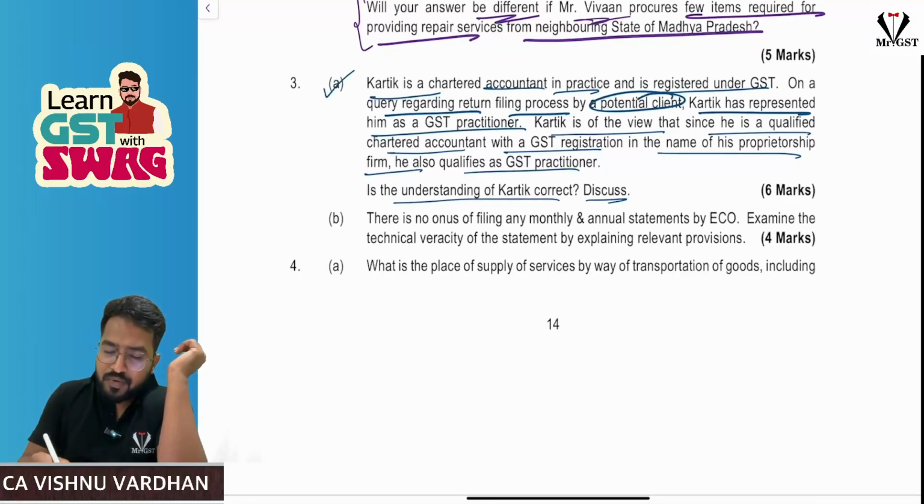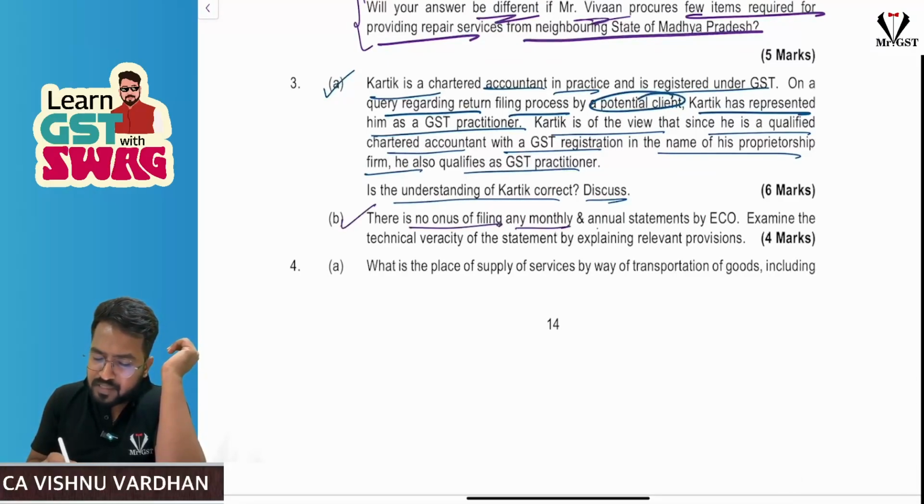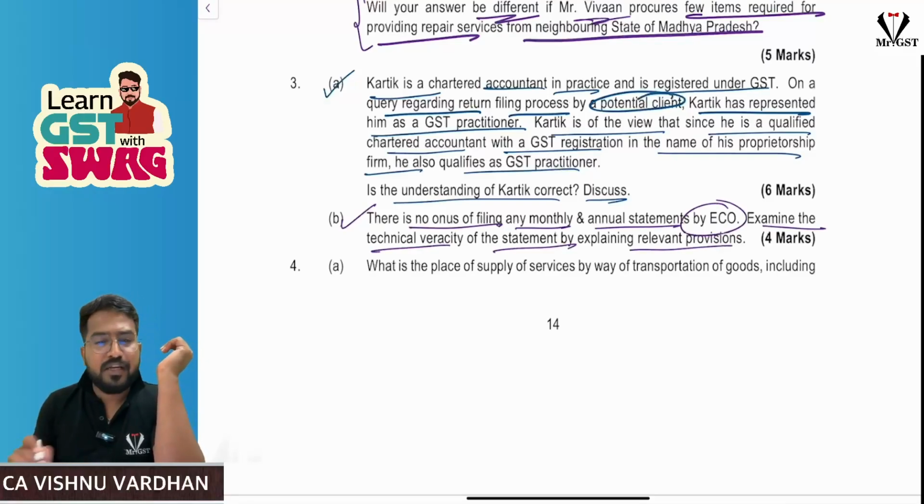Next, one more question is regarding, sir, there is no onus of filing any monthly or annual statement by an e-commerce operator. Examine the technical veracity of the statement by explaining the relevant provisions.